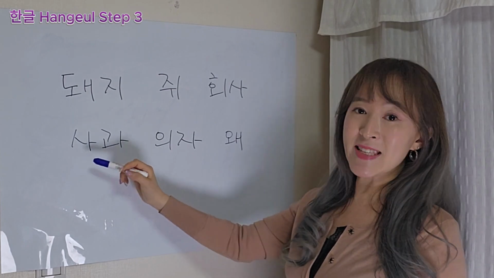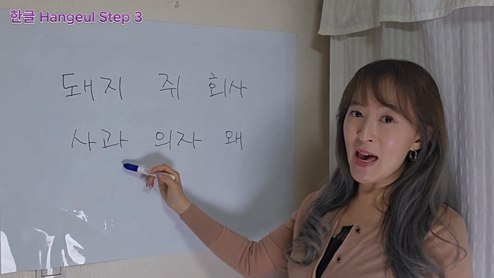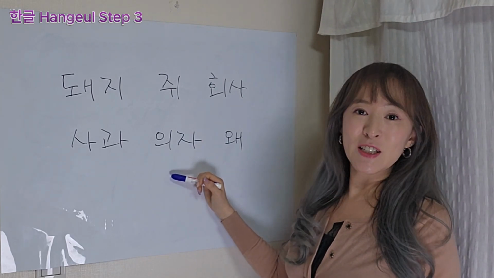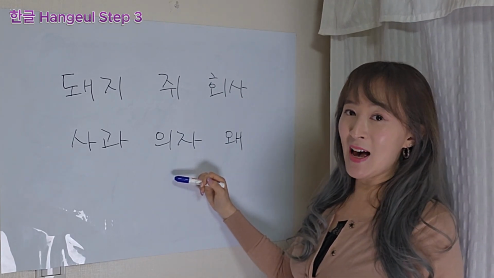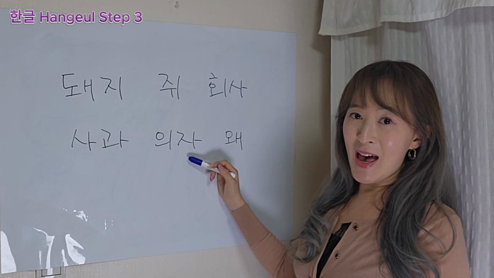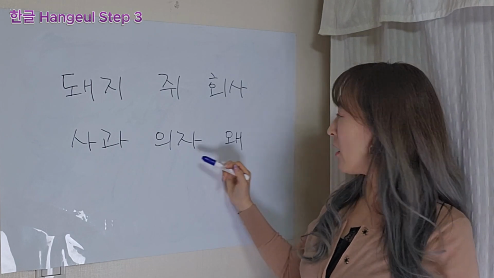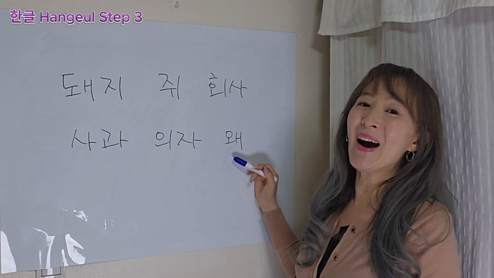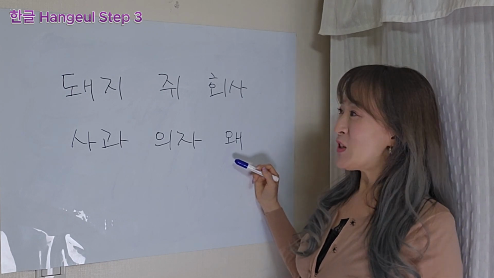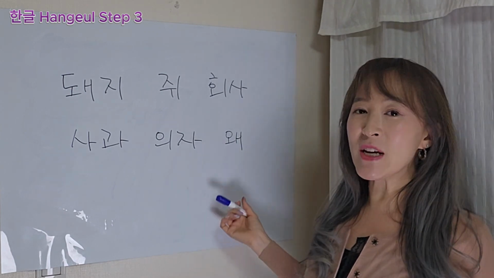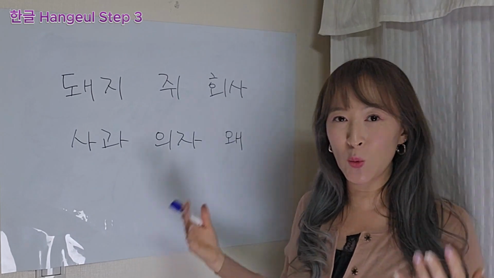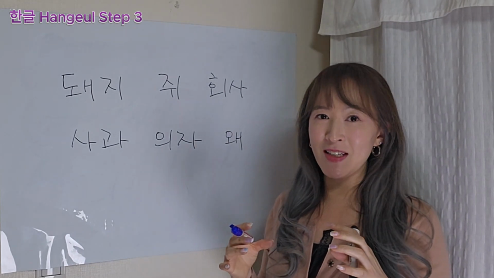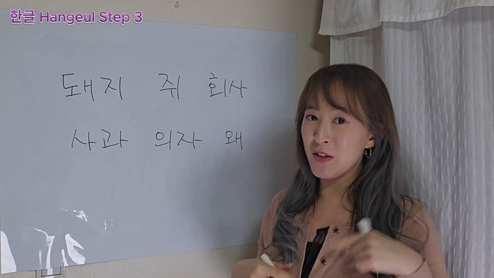And next one here is something we eat almost every day. 사과 means apple. This 의자 means a chair. This we already did this, right? So now you can read almost all Korean words, but we have the last final consonant, so we will move straight on to that.